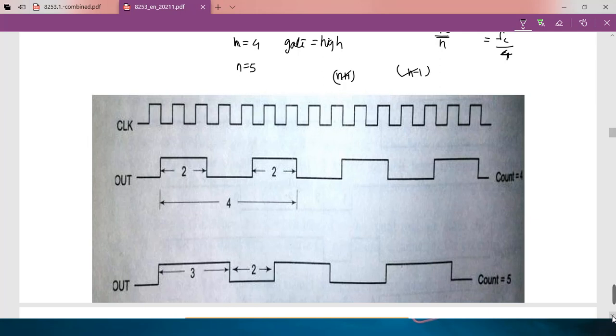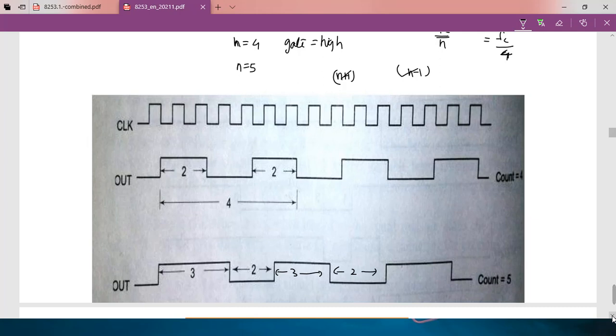Okay, starting from the first negative edge of the clock, it will remain high for 3 clock periods, and it will be low for 2 clock periods. Again it goes high for 3 clock periods and low for 2 clock periods. So this is a special case when you provide a count which is an odd number.